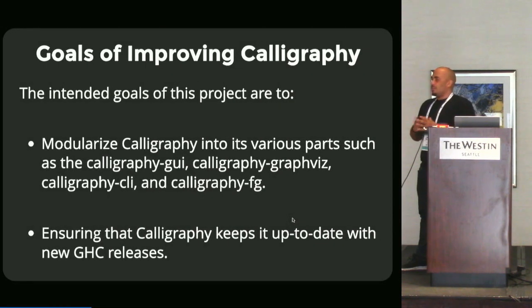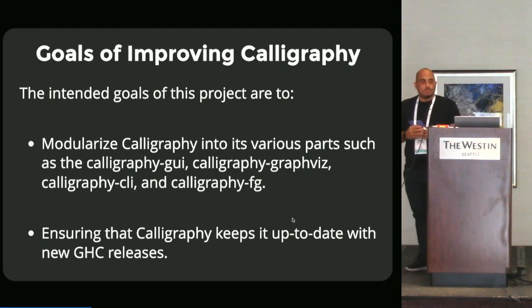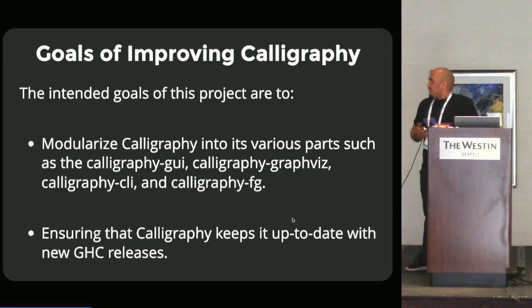So the goals of this project were twofold. One is to modularize calligraphy into various parts, such as the calligraphy GUI, GraphViz, CLI, and FGL. FGL is the functional graph library. GraphViz is a means to generate graphic type data. And the second point is to ensure that calligraphy keeps up to date with new GHC releases. So I'm going to tackle the second point first.